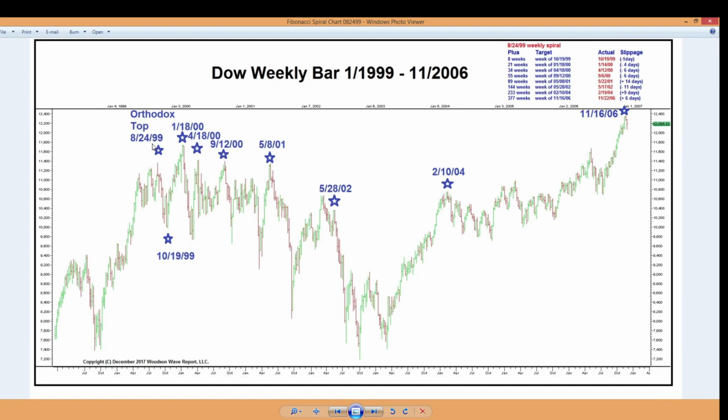1999. I called that the orthodox top in August, made a higher high in January of 2000. You can see it caught the low 55 days later. You can see our slippage up here. Then this spiral just started catching consecutive highs. Not exactly the exact high, but if you caught these turning points, you had a nice decline afterwards. And then '06, it went down a little bit then, but as everyone knows, went up to new all-time highs in 2007. So this one lasted 7 years, okay?